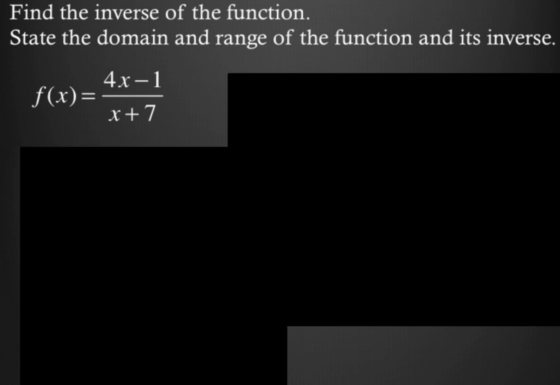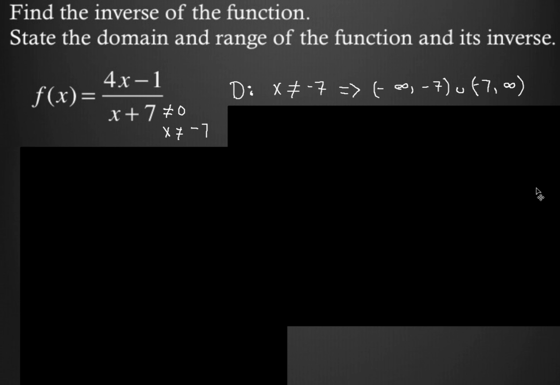So if we take a look at the original function, here it's pretty straightforward to see the domain, because right here, if you look in the denominator, we don't want that to be 0. So since that piece can't be 0, that means x can't be equal to -7. So that's going to give me my domain restriction.